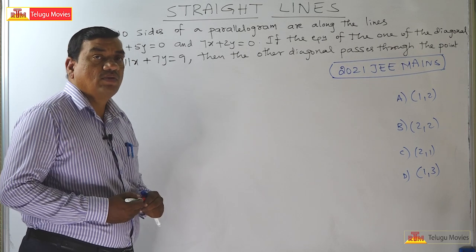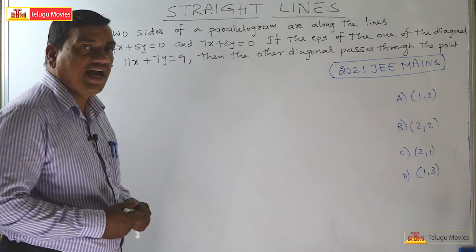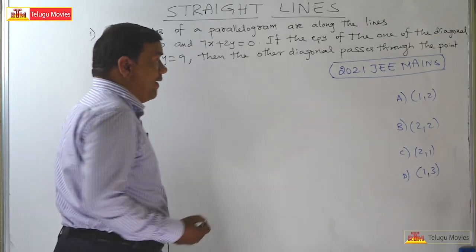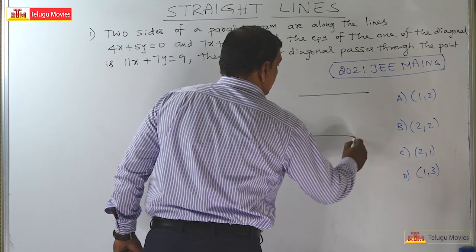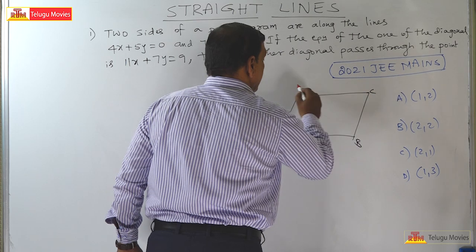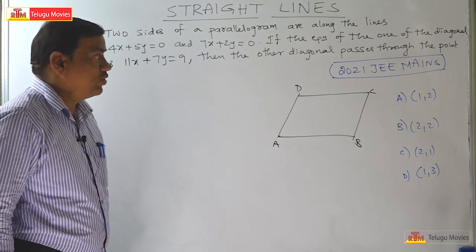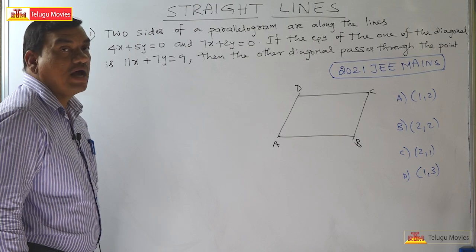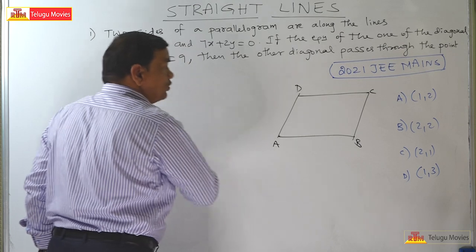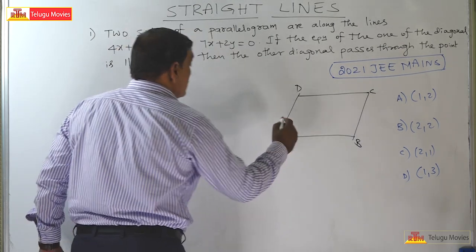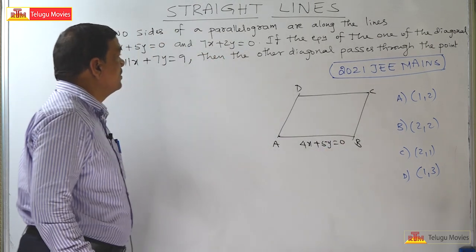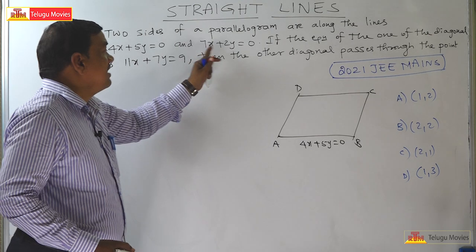So, very easy problem. If you draw the diagram, by seeing the diagram only we can solve this problem. First of all, there is a parallelogram. We can call it A, B, C, D. ABCD is a parallelogram. Two sides of a parallelogram are along the lines. Let us say that a line is passing through the side AB, so this is 4x + 5y = 0, and another side is 7x + 2y.